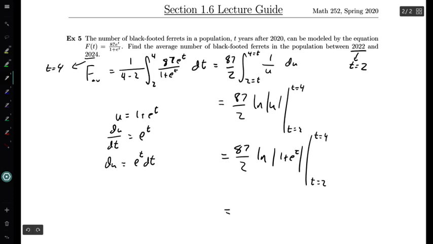And if you go through and actually plug in these numbers into your calculator, you get that the answer here is around 82.3 ferrets. So here we're able to find out that on average, between these 2 years, this population had 82.3 ferrets in it.